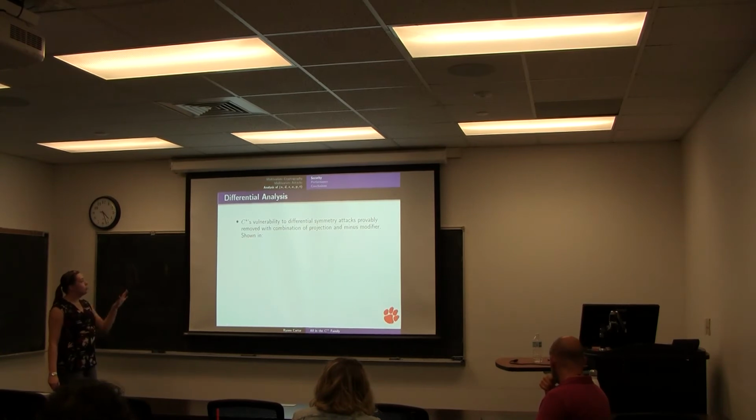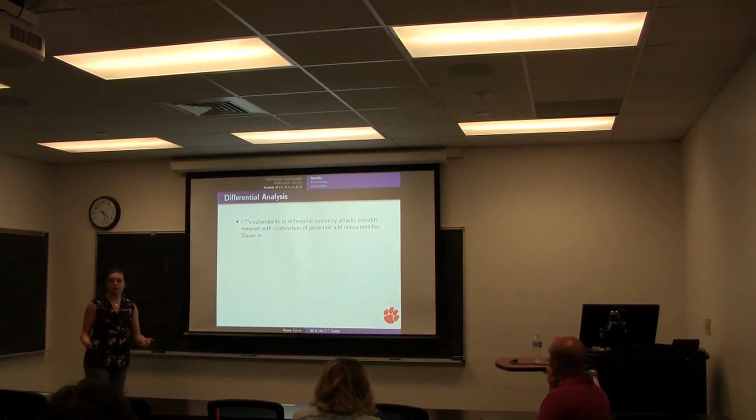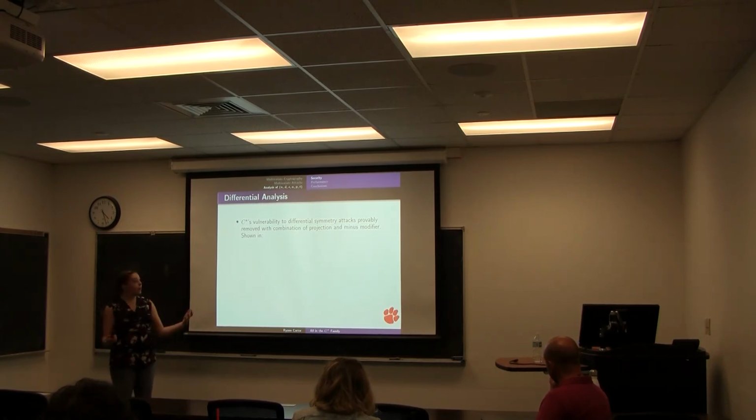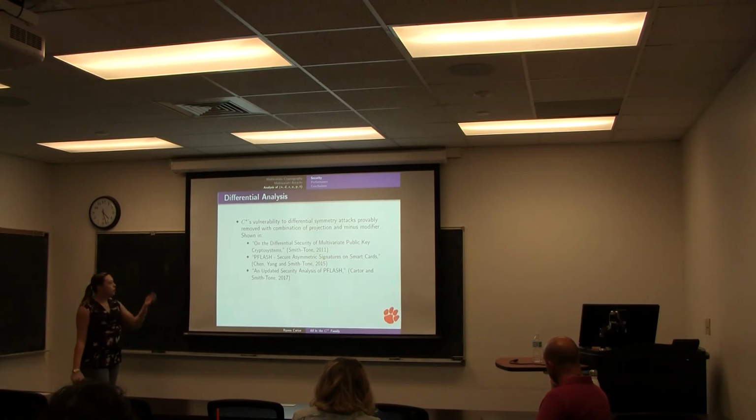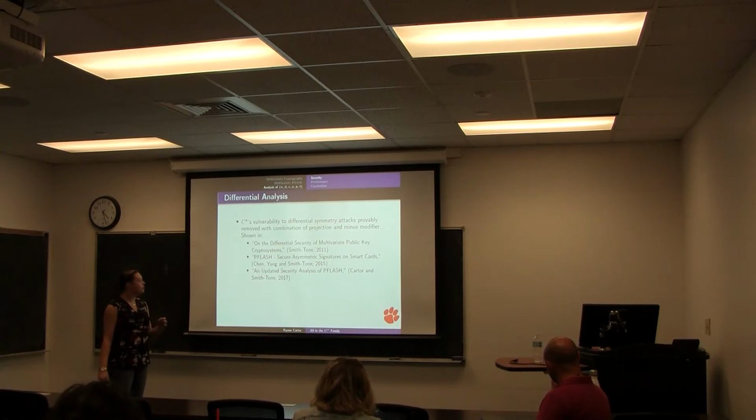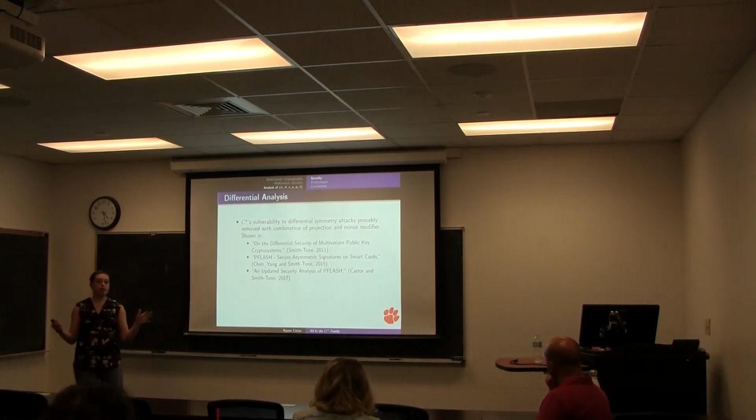All right, so C-star's vulnerability to these differential symmetry attacks is provably removed when we have both a projection and a minus modifier, which is shown in all of these papers. So we have On the Differential Security of Multivariate Public Key Cryptosystems, PFlash: Secure Asymmetric Signatures on Smart Cards, and An Updated Security Analysis of PFlash. So if we have both projection and minus, we know that at this point we don't have any differential symmetry attacks that will be effective.